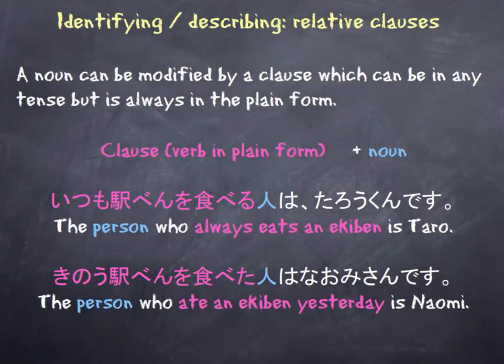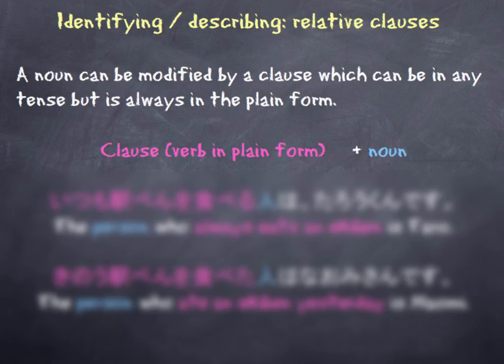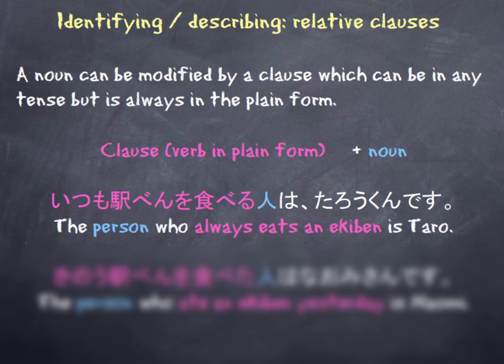Hey guys, today we're going to look at how to identify or describe something using a relative clause. A noun can be modified by a clause, which can be in any tense, but it is always in the plain form. Let's take a look at our first example here.